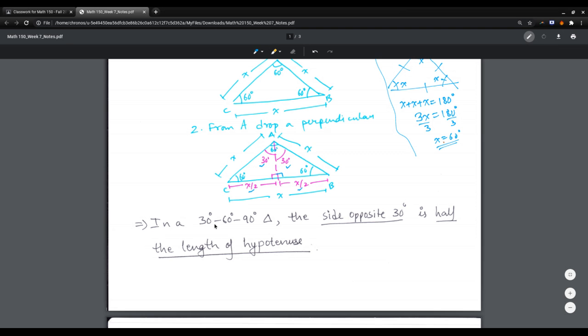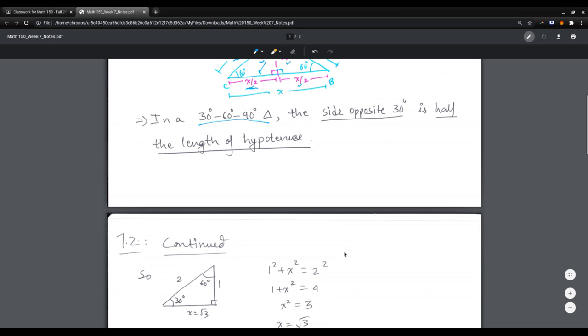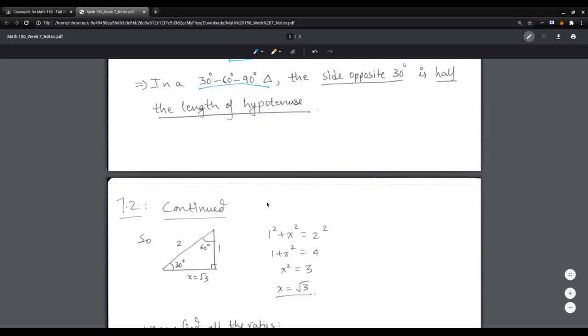So what it tells you is that in this kind of triangle, the side opposite the 30 degrees, right here, is half the length of the hypotenuse. Because if this is x, this is x over 2. So remember, what we have is that the side opposite to the 30 degree is half the hypotenuse.